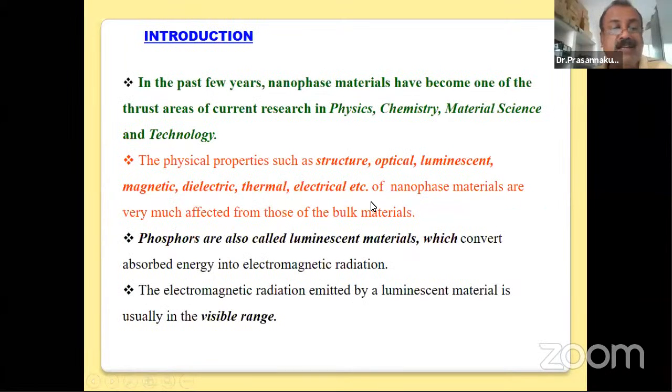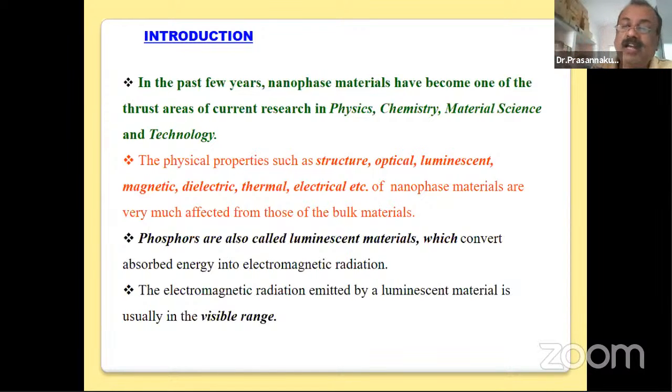Luminescent, magnetic, dielectric, thermal and electrical properties of all nanophase materials are very much affected compared to those of bulk material. Hence, they play a very important role not only in physics but also in chemistry and material science and technology. What do you mean by phosphors? Phosphors are luminescent materials which convert absorbed energy into electromagnetic radiation.